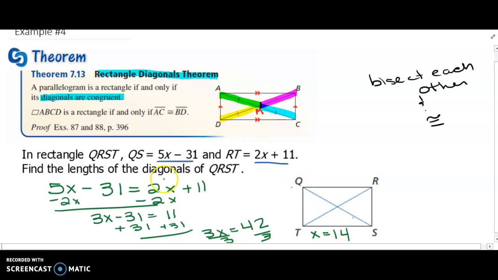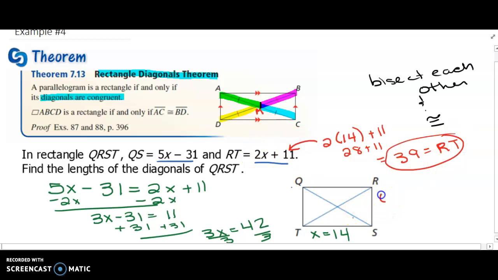Okay, but it doesn't say solve for x. It says find the lengths of the diagonals. So I'm going to plug 14 in. So 2 times 14 plus 11, that's 28 plus 11, which is 39. That's RT. Now, if we did everything correct, QS should be the same thing. 5x minus 31. 5, my x is 14, minus 31. 5 times 14 is 70. 70 minus 31 is 39. So each of the diagonals is 39.